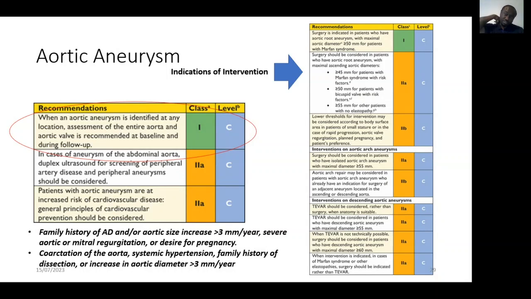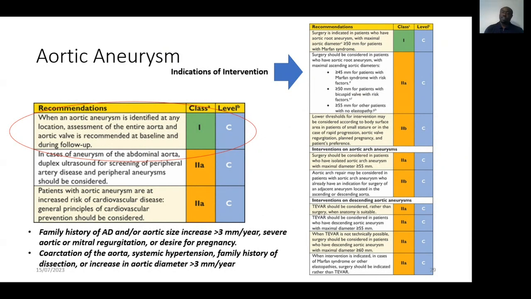Now they also say if your patient has Marfan's and his ascending aorta is 45 and he has risk factors, what are his risk factors? Hypertension, family history of dissection, or rapid growth, or coarctation. You should offer them surgery at a lower size.